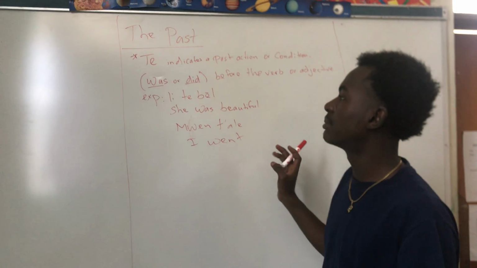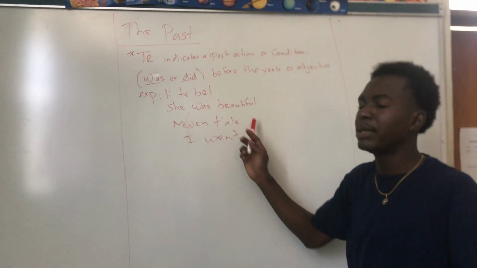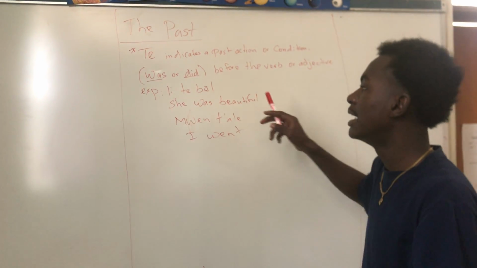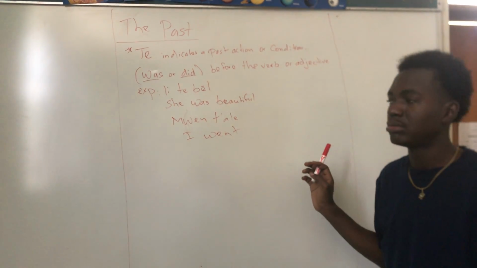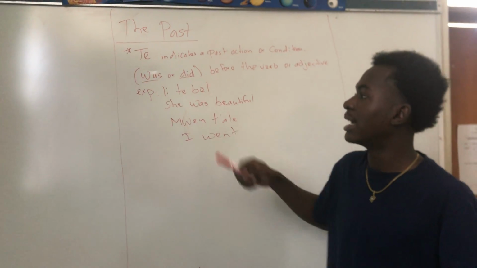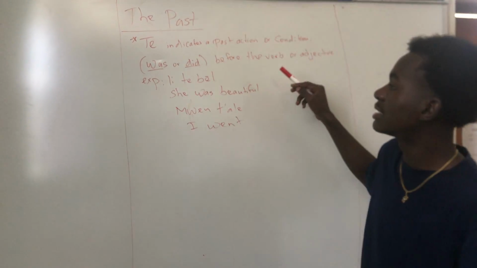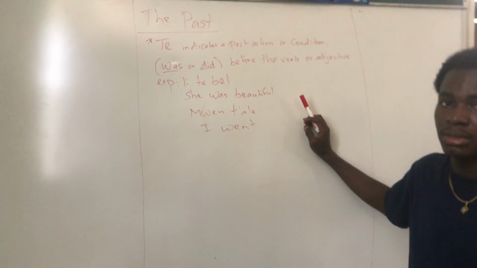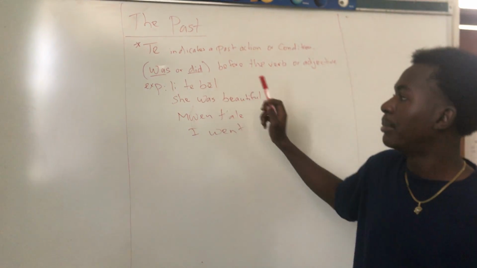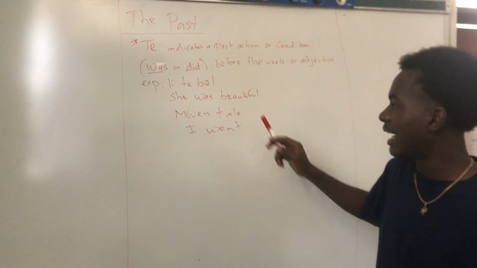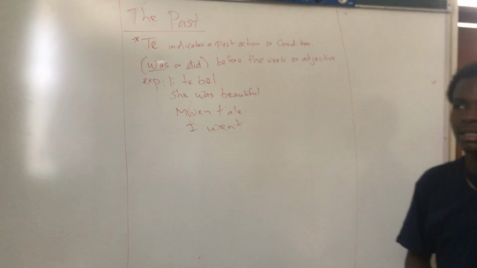Let's see it in some sentences. Li te bèl. She was beautiful. Li te bèl. Te is placed right here before the adjective "beautiful." Li te bèl. Mwen t ale, I went.